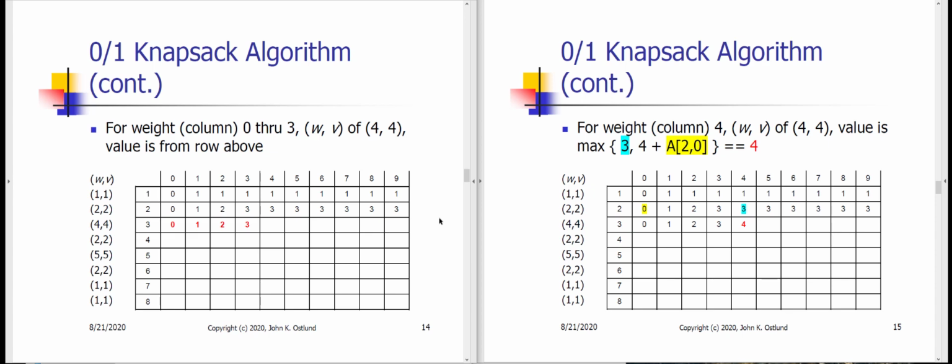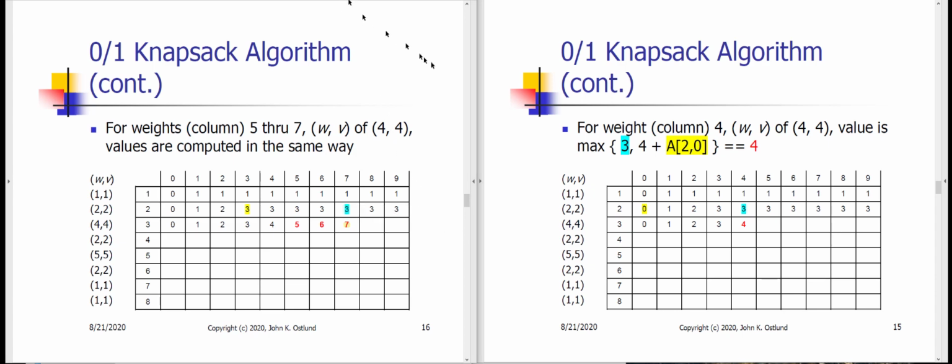And continuing that theme, that same computation, for remaining weights 5, 6, and 7, we see that we can obtain values of 5, 6, and 7. And I've only shown the highlighted results for remaining weight of 7 here. For a remaining weight of 7, we have the maximum of either 3 or 4 plus this 3. So the maximum of those is going to be 7.